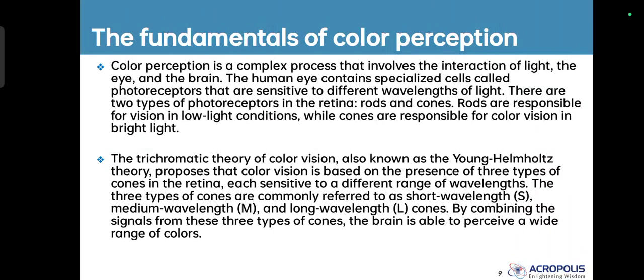The trichromatic theory of color vision, also known as the Young-Helmholtz theory, proposes that color vision is based on the presence of three types of cones in the retina, each sensitive to a different range of wavelengths. The three types of cones are commonly referred to as short wavelength, represented by S, medium wavelength, represented by M, and long wavelength, represented by L. So by combining the signals from these three types of cones, the brain is able to perceive a wide range of colors.